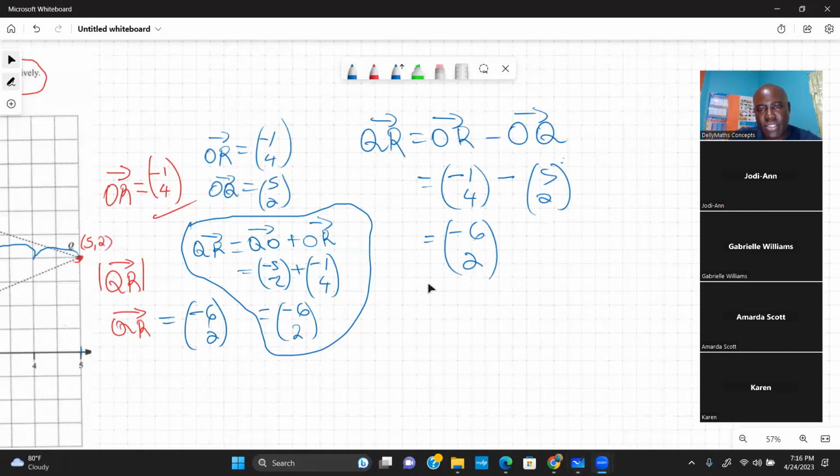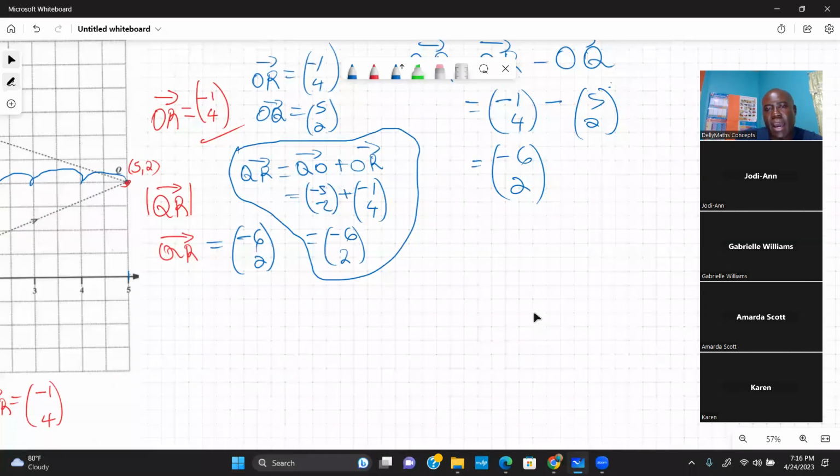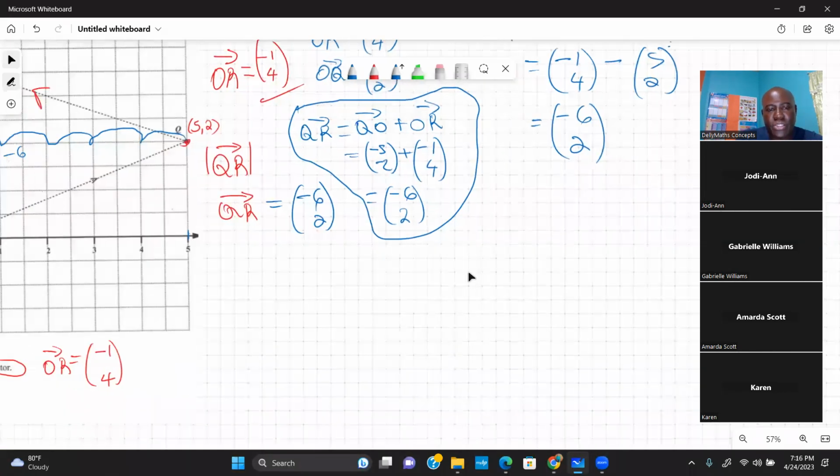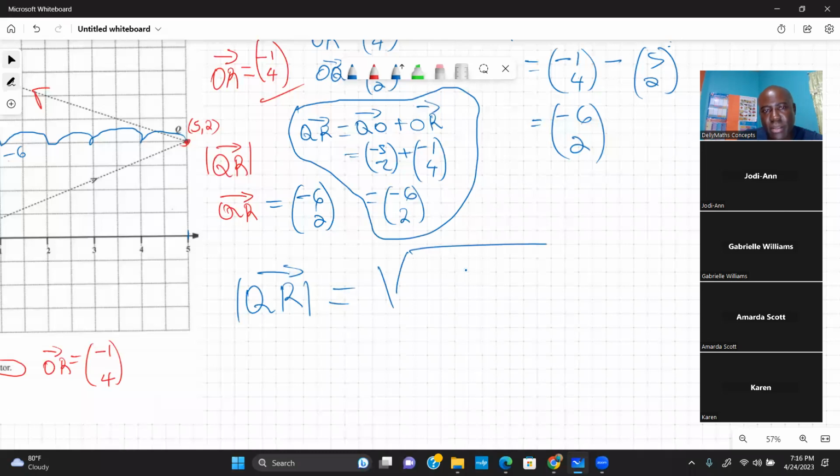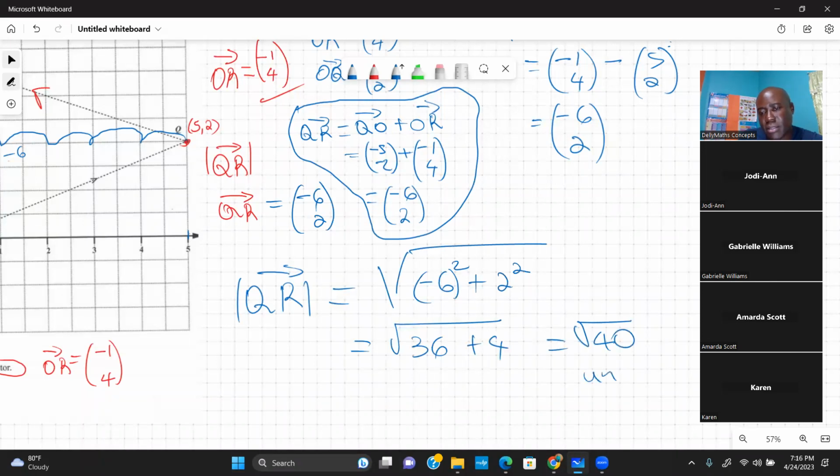All right, guys. So now that we have QR, if they want you to find QR, remember we did say all you're going to do is have your square root, and you're going to be squaring. But remember, with the negative numbers, don't play with it. Put a bracket around it on your calculator. All right, so that's 36 plus 4, and that is the square root of 40 units. There you are. You could give them that, and you're good.